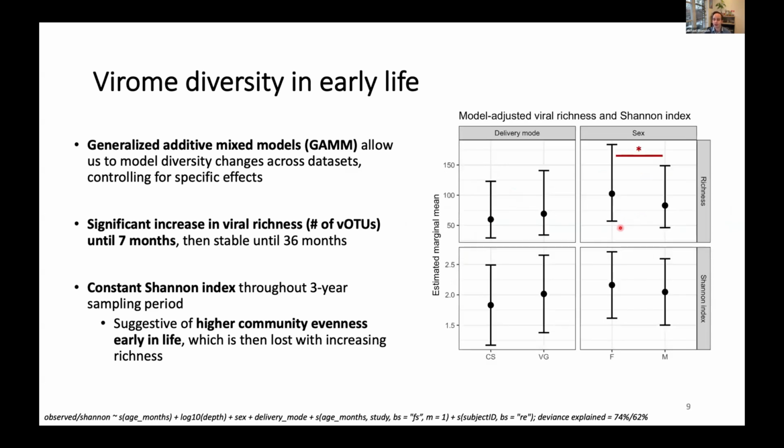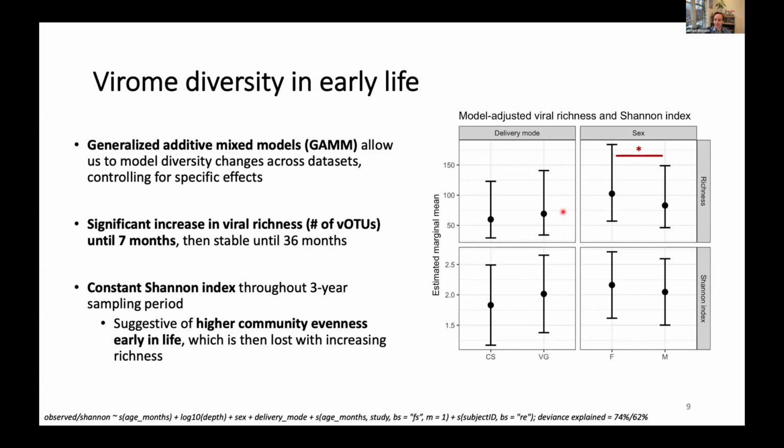And we could also zoom into the model a bit further and say, okay, after we adjust for sex or delivery mode and studies and things like that, what is the model adjusted richness according to delivery mode or sex? And we could see that there was a significantly higher model adjusted viral richness in females than males overall. What this means, I'm not quite sure, but it's just something interesting to note.